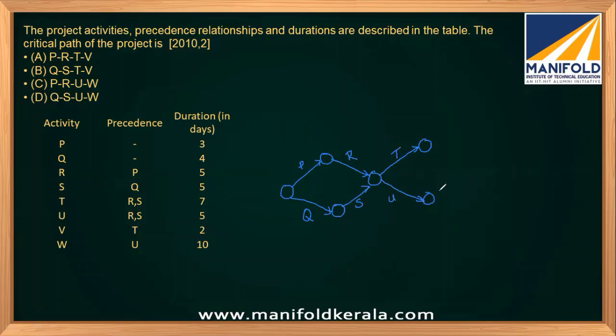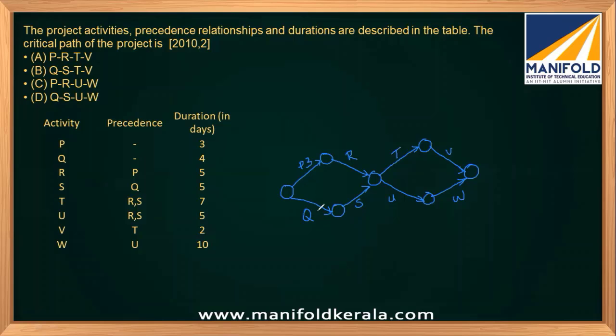and V is from T and W is from U, and that has to be merged together because that is the final point. So this is W and this is V. Put the arrow so that you will understand the direction. Now we got the network. We can put the duration.